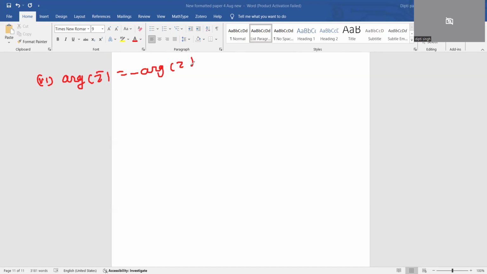Now we go for some examples. So we have example 1. Argument of z plus argument of z bar is 2n pi, where n is an integer or 0.